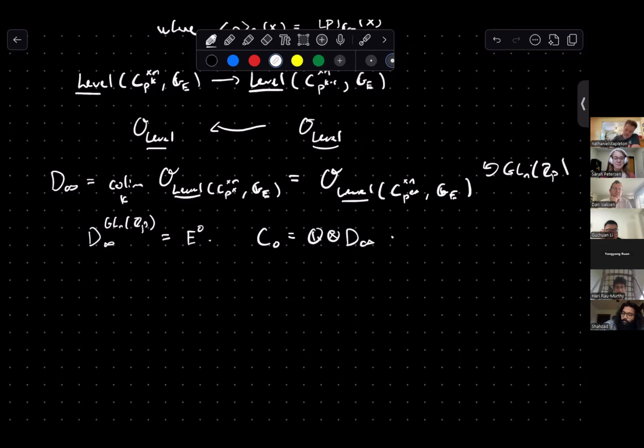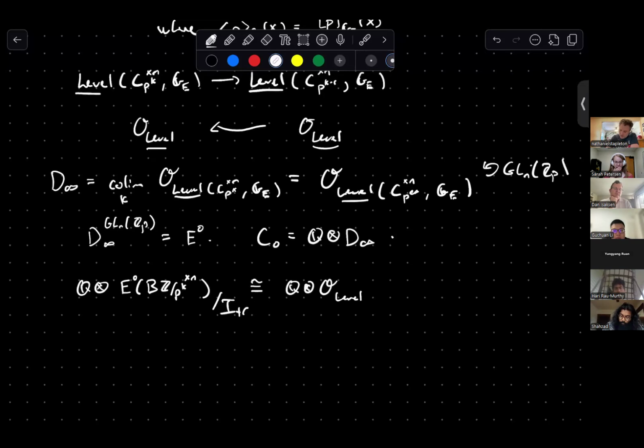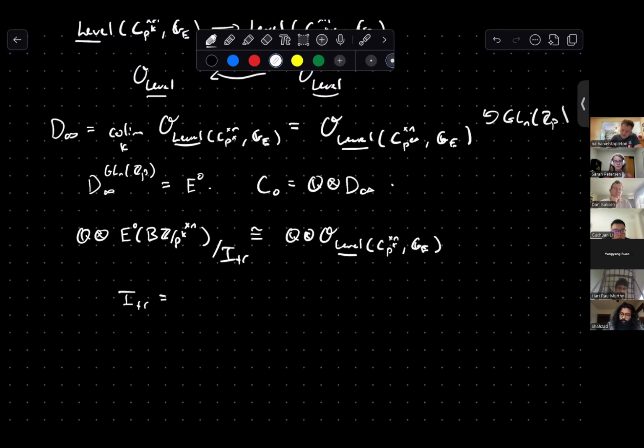Okay. I want to say one more thing about this thing. So Q tensor E naught of B Z mod P to the K to the N mod a certain ideal is isomorphic to Q tensor O level CP to the K to the N G. And this ideal is the image of the direct sum over all proper subgroups A of Z mod P to the K to the N of the transfer from A to Z mod P to the K to the N. So this gives a topological way of thinking about these level structures, at least after rationalization.